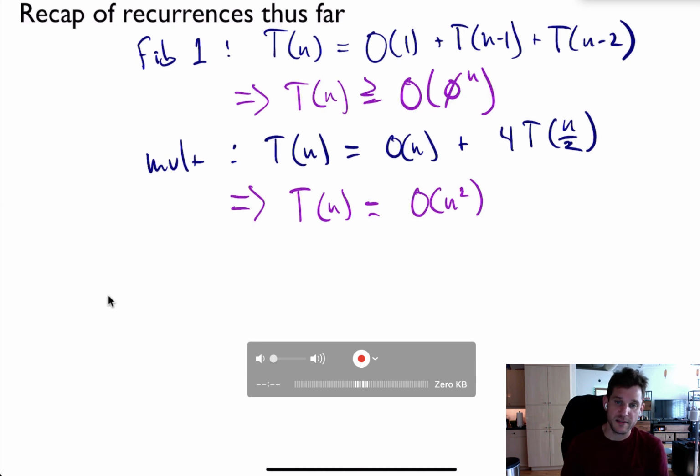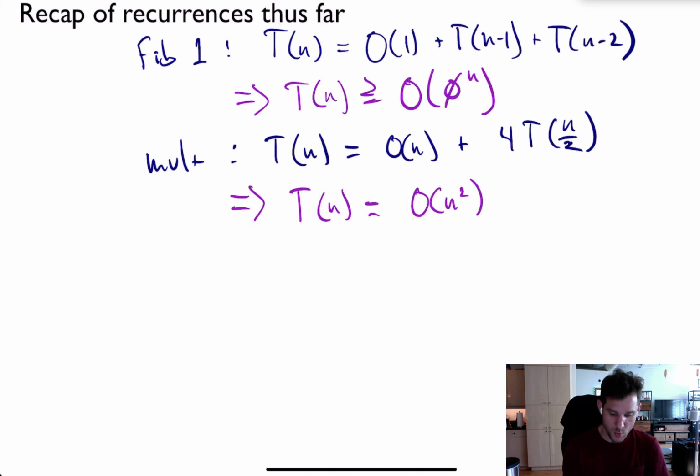The next example is the mult function. We tried to multiply two n-bit integers. We ended up having T(n) equal to O(n) plus 4 T(n/2). That was because in our divide and conquer strategy we had to multiply all the halves of the numbers together. That required 4 multiplications. And we concluded, although we didn't actually prove why this is true, that this gives a running time on the order of n squared.